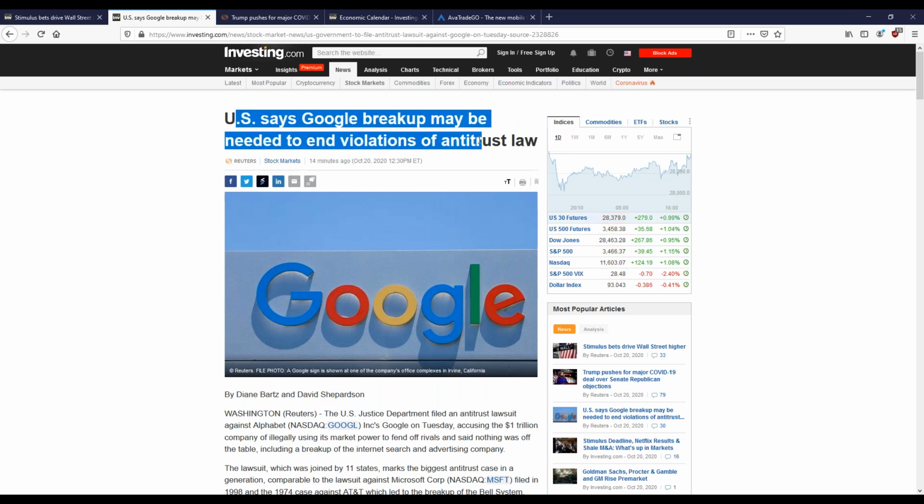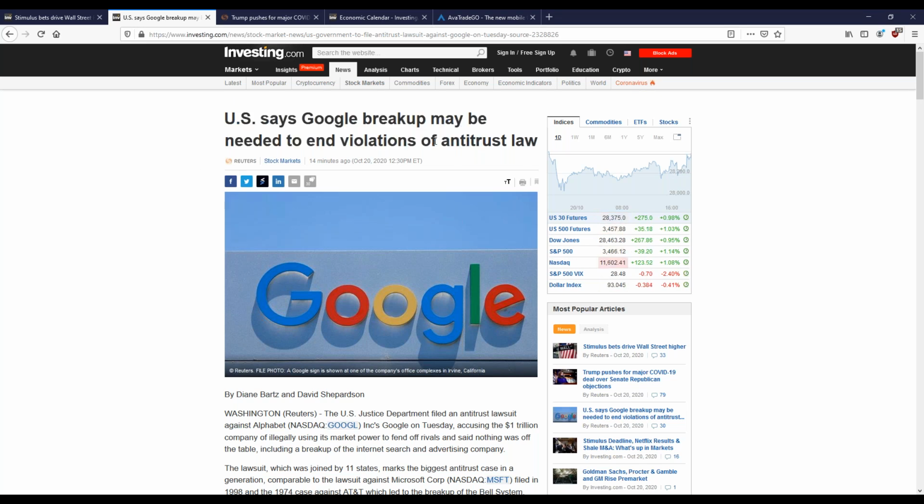Google, not happy about this. The US is looking to potentially break up the Google giant, accusing it of potential antitrust law violations, saying they're too big of a monopoly the way they operate. Google thinks otherwise, obviously, but that could make things shaky for Google on the charts potentially.